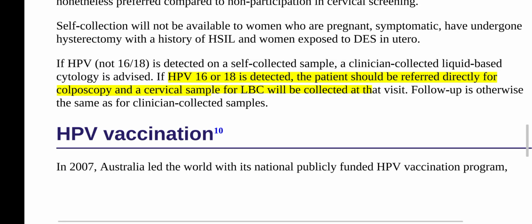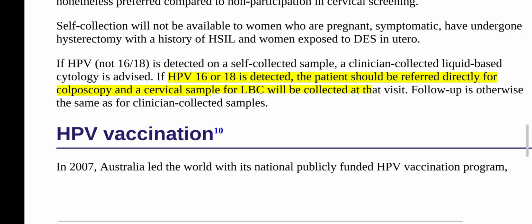All right. So this line is very very important. We already discussed it several times. Please don't forget this line. And they have mentioned it again also in this page. If HPV 16 or 18 is detected, please remember this point. If HPV 16 or 18 is detected, the patient should be referred directly for cervical colposcopy.